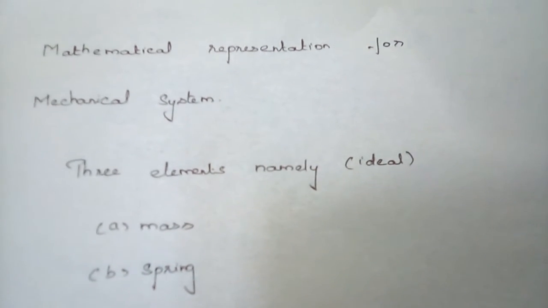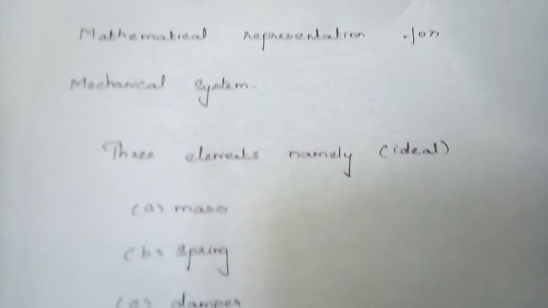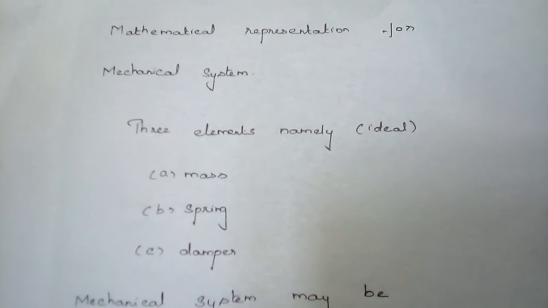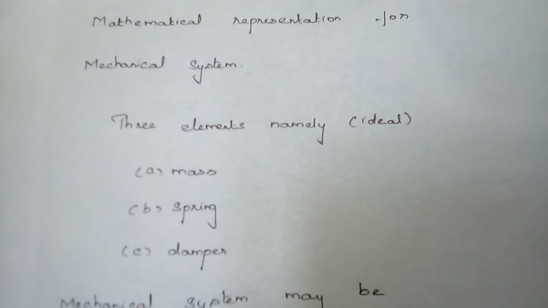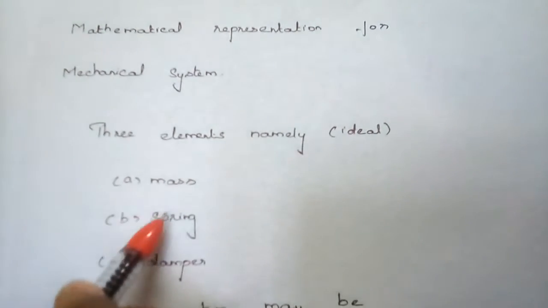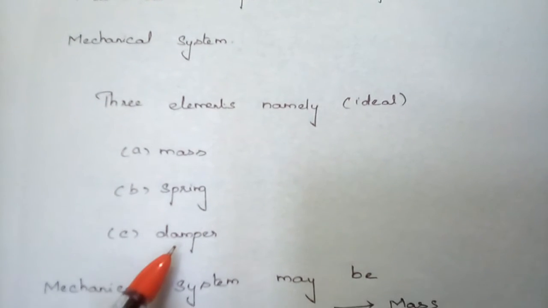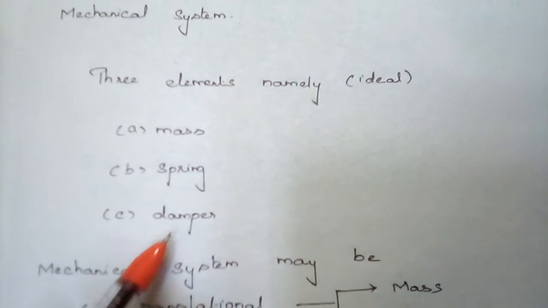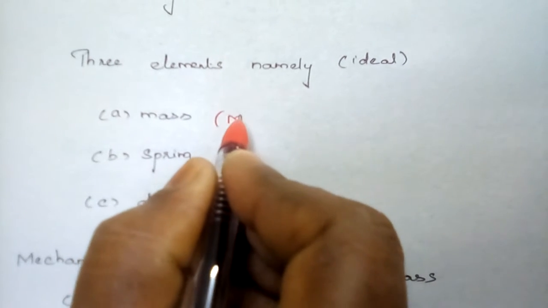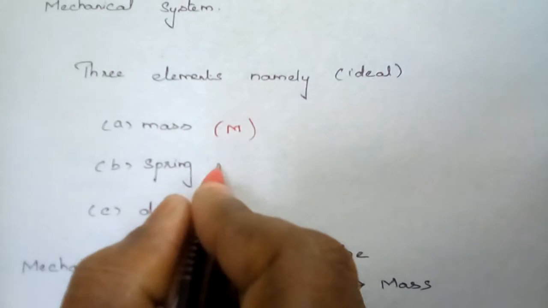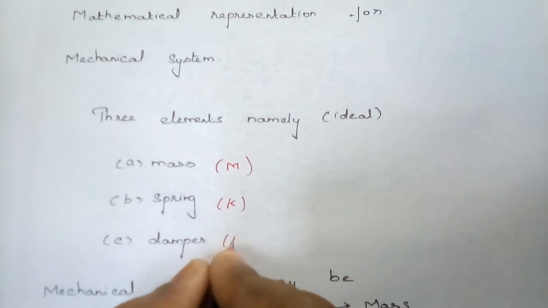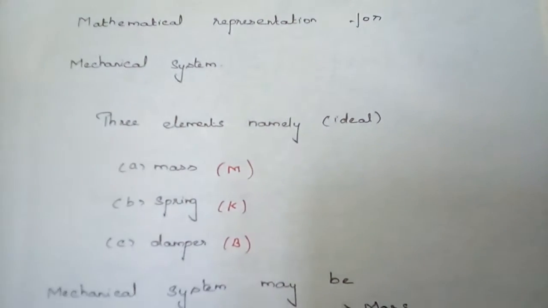Today, let us see the mathematical representation for the mechanical system. For the mathematical representation of the mechanical system, there are three elements, namely the mass, spring, and the damper. The mass is given by the notation M, the spring is given by the notation K, and the damper is given by the notation B.